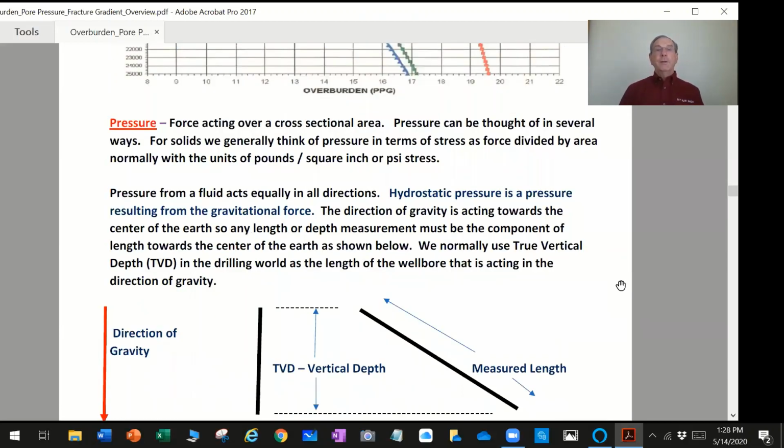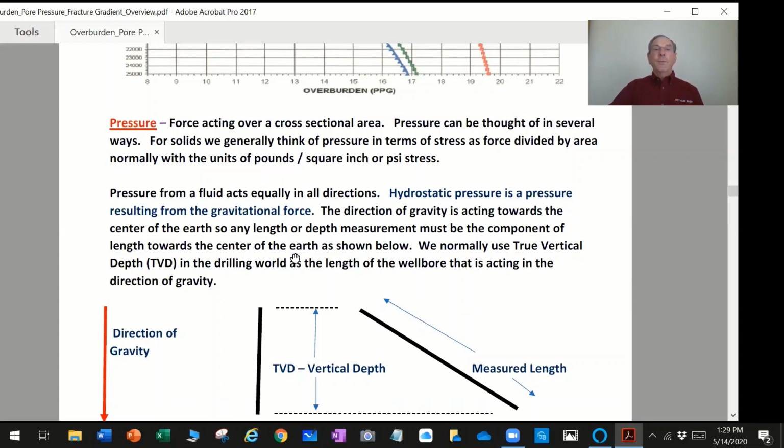Now, next concept is extremely important, and that is pressure. Pressure is force acting over a cross-sectional area. Pressure can be thought of in several ways. For solids, we generally think of pressure in terms of stress as force divided by area, and normally the units are pounds per square inch of stress.